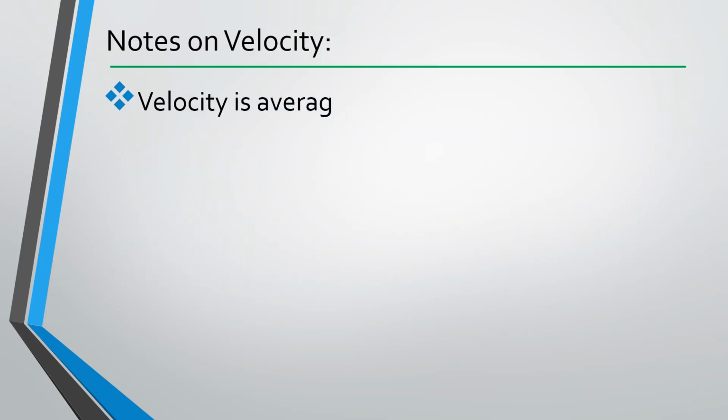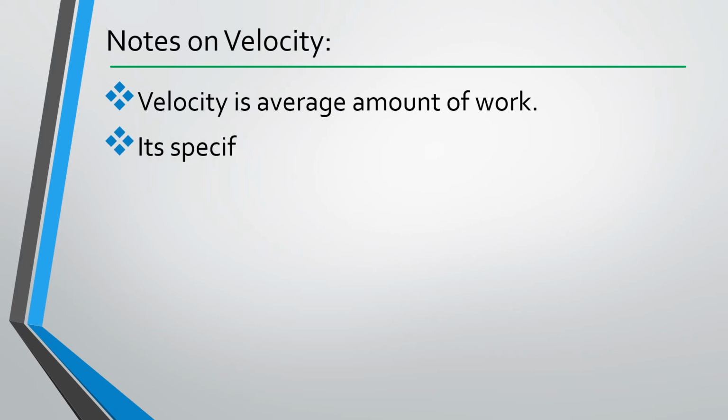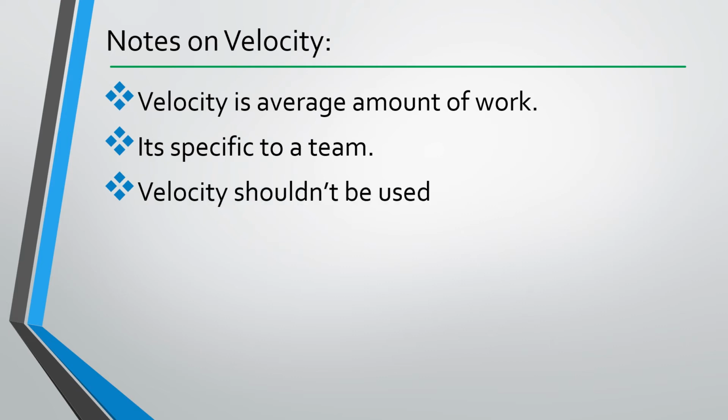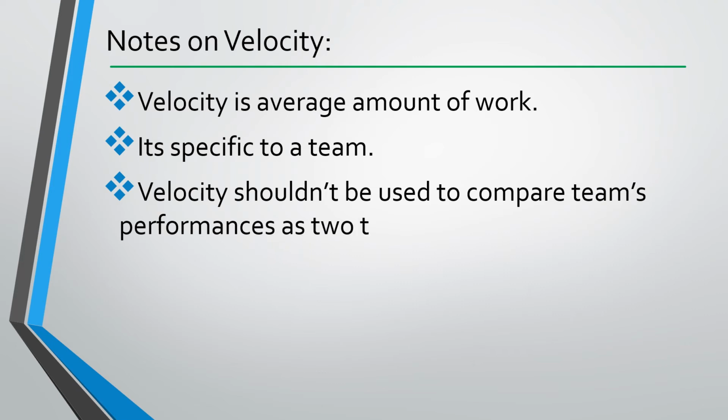Now, if we consider further notes on velocity, like we have already understood, velocity is the average amount of work which a team can deliver in a particular iteration. And this particular metric is specific to a team. I mean, if we have 4 or 5 teams working on the same product line, we cannot say, okay, this team is doing better because their velocity is high.